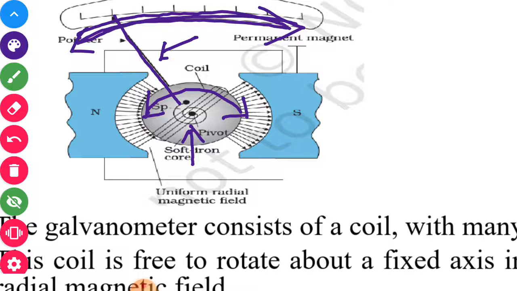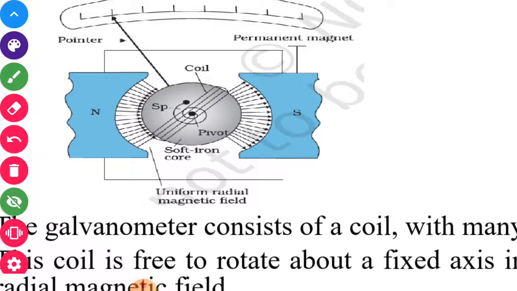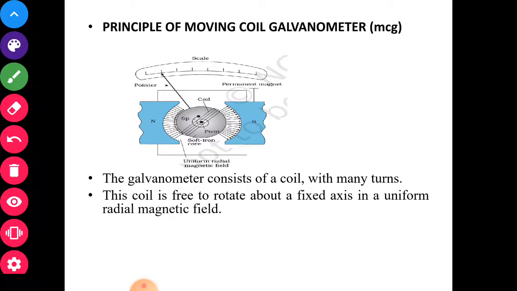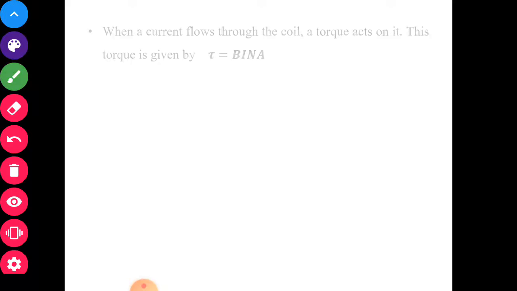And this magnetic field is produced by these permanent magnets, the north pole and south pole of the magnet, which are required to produce the uniform radial magnetic field. And this soft iron core has the characteristic of producing these radial magnetic field lines, rather it helps in doing it. A cylindrical soft iron core is used to produce the radial field, and it also increases the strength of the magnetic field. So these are the two uses.